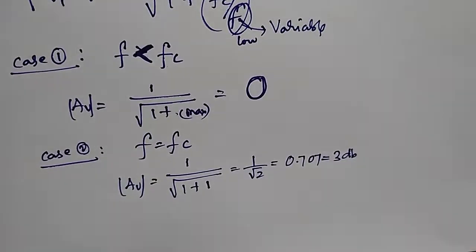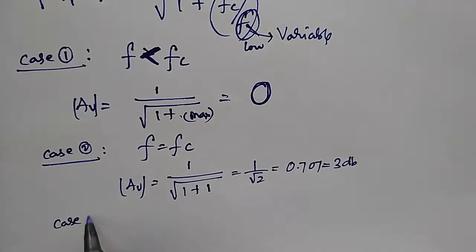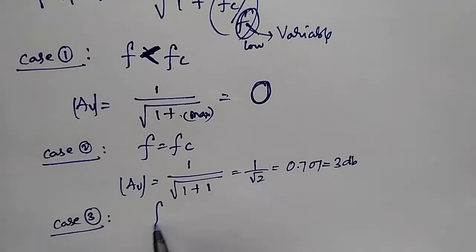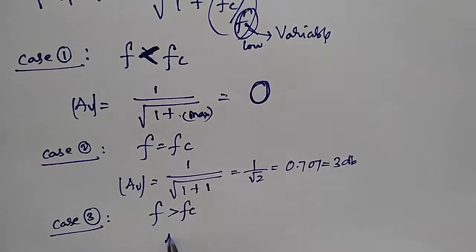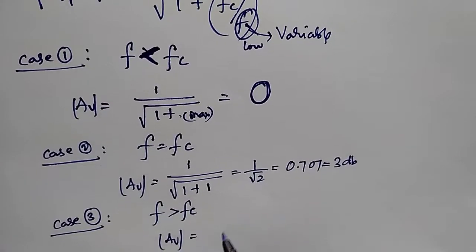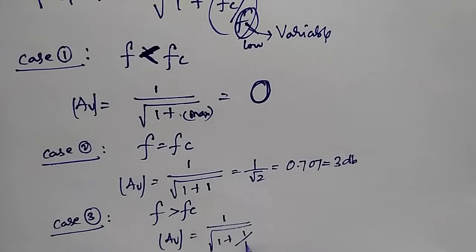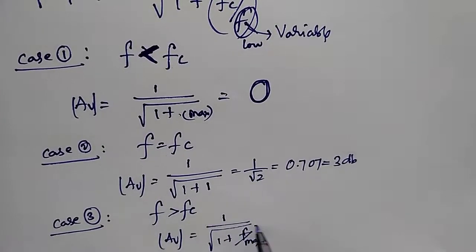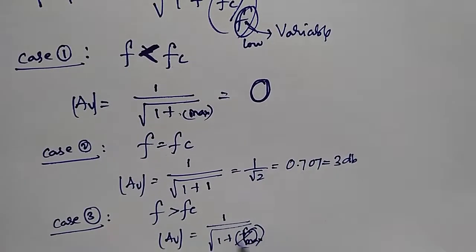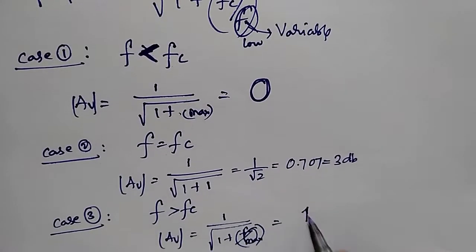Okay. And the case 3 is F greater than FC. So simply the voltage gain AV is equal to 1 by root of 1 plus 1 by maximum, in terms of F by maximum. So you will get minimum plus 1, and finally you will get 1.